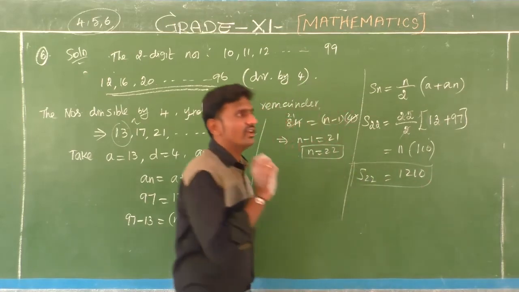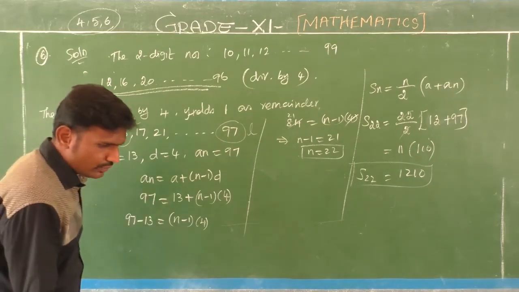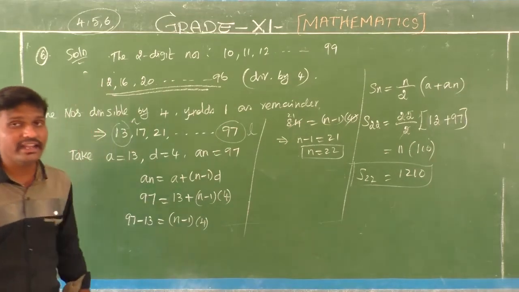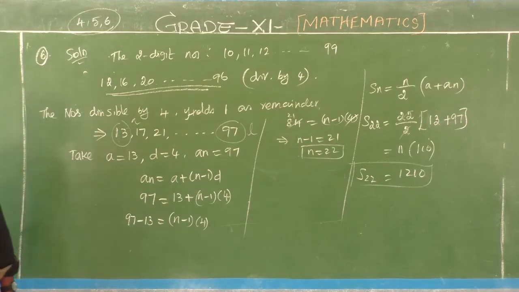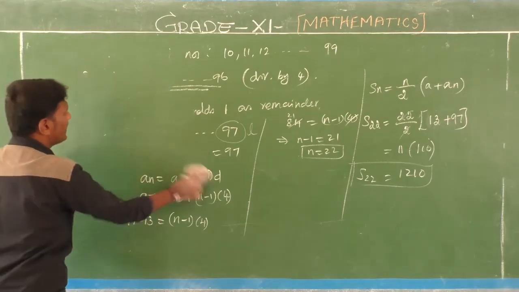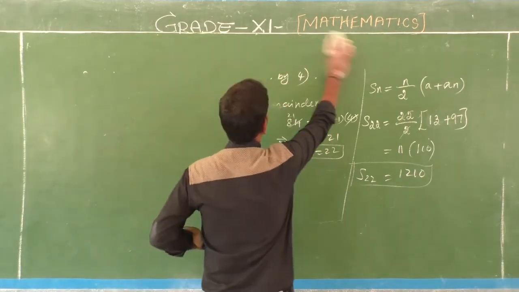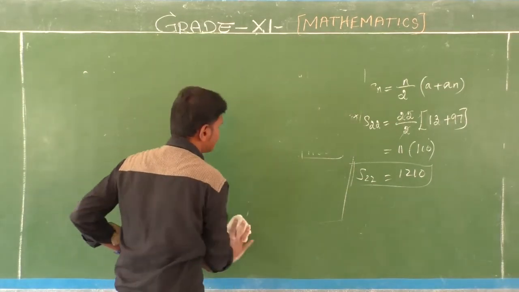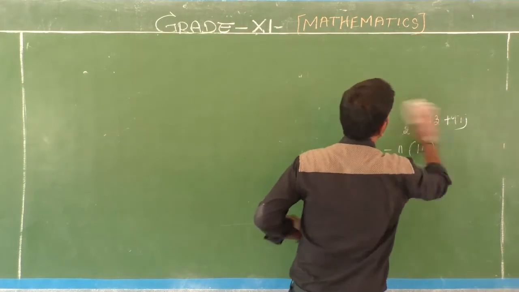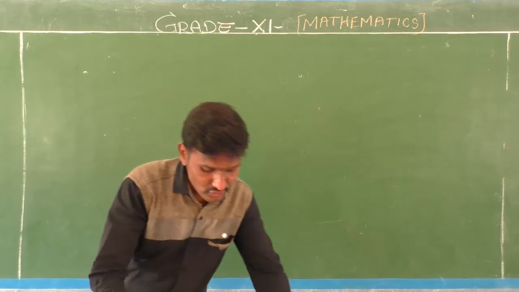So that is the sum of the numbers divisible by 4 with remainder 1. Have you got it, children, this question? And the next question is the same pattern of AP. Complete your previous two questions in the same pattern as homework. And the next question, we want to move on.